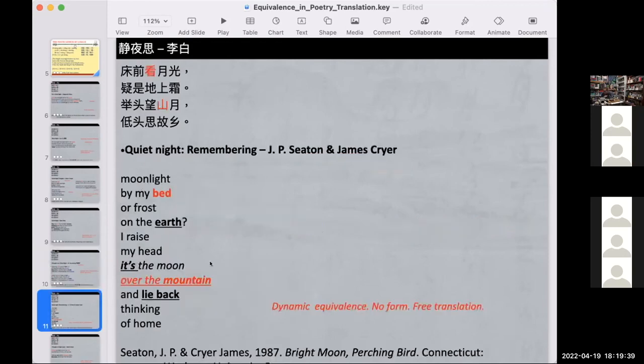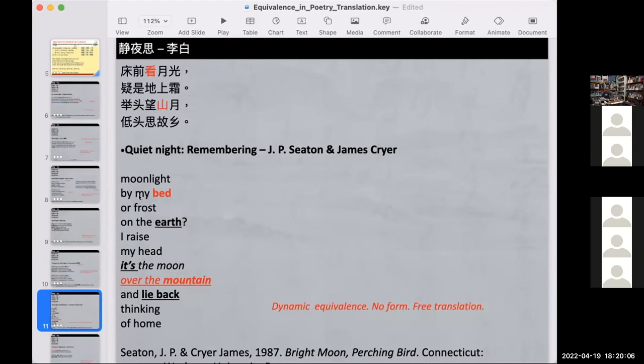And we have another one here by Seaton, JP, and Creyer James. And this one is a very free translation. Look at the poem. It's really free verse. And he's again using the old version, or the second version, Chuang Qian Ming Yue Guang and Wang Ming Yue, instead of the first.